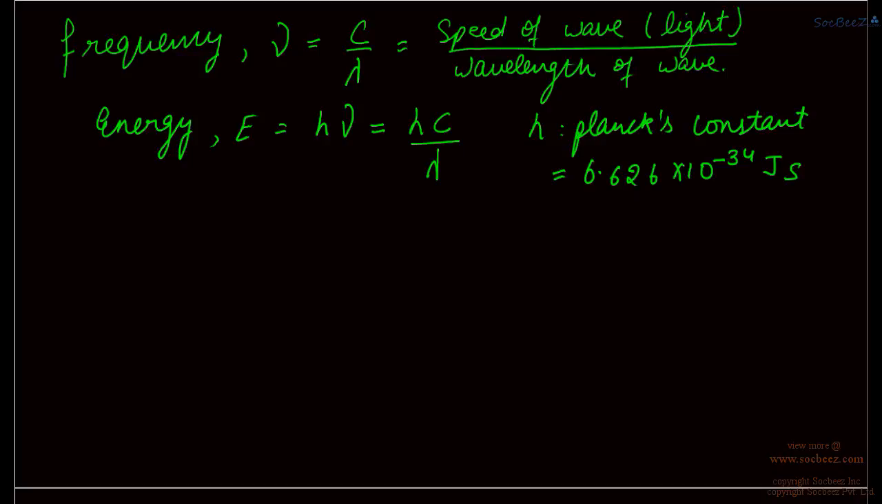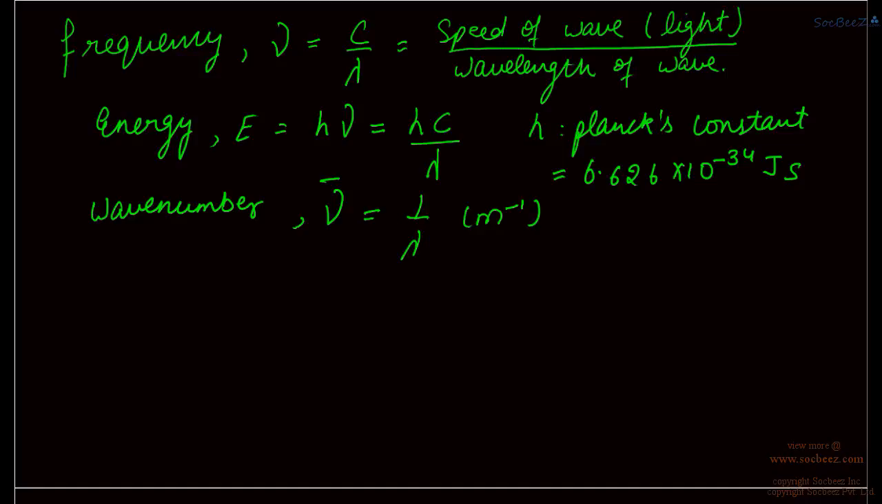Okay. Now wave number is defined as 1 upon lambda. The reciprocal of wavelength is wave number. Its SI unit is per meter.